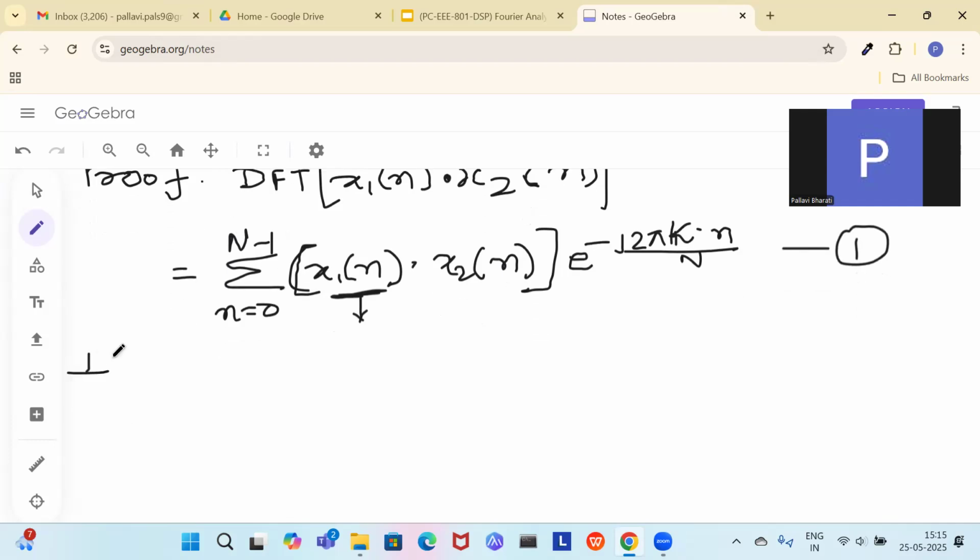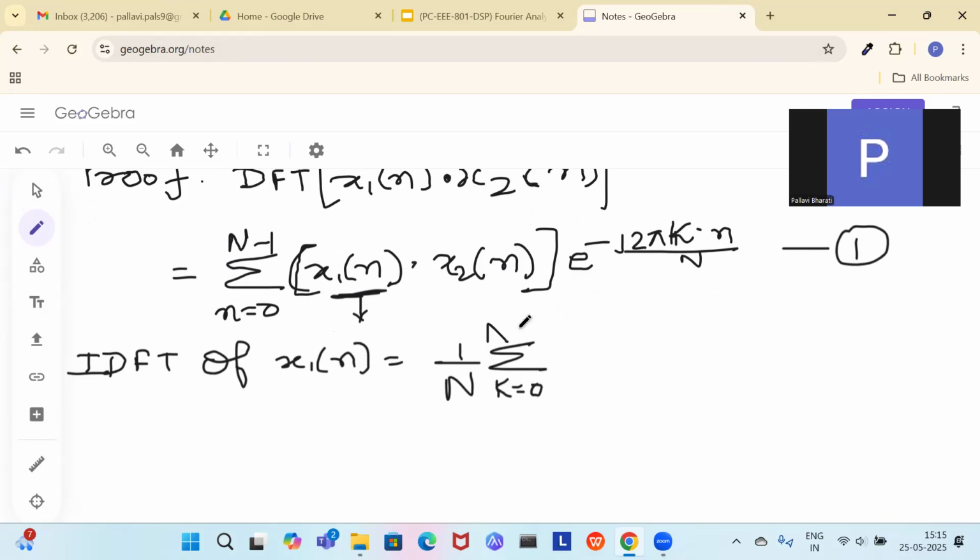Now we will take IDFT of x1n. The IDFT of x1n is going to be 1 by N, the summation going from k equals 0 to capital N minus 1, x1k e to the power j2 pi k n by N. Right? Here it is plus because it is IDFT. Now this I take as equation 2 and I put the value of 2 in 1.